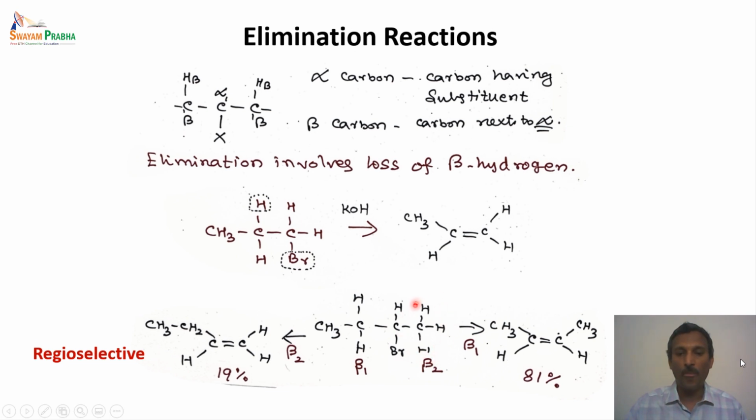If the proton is removed from this carbon, then we actually end up with a product that is given here. The beta 2 elimination leads to this kind of alkene, and when the beta 1 is removed, we get another kind of alkene. So if you look at here, we have an alkene with 2 methyl substituents here, and in this case we have an alkene with an ethyl group. So these two are the two different alkenes which are formed in this particular elimination reaction.